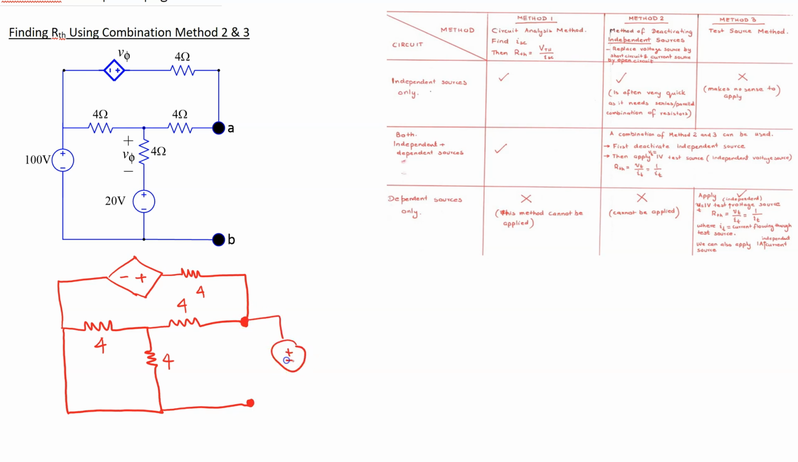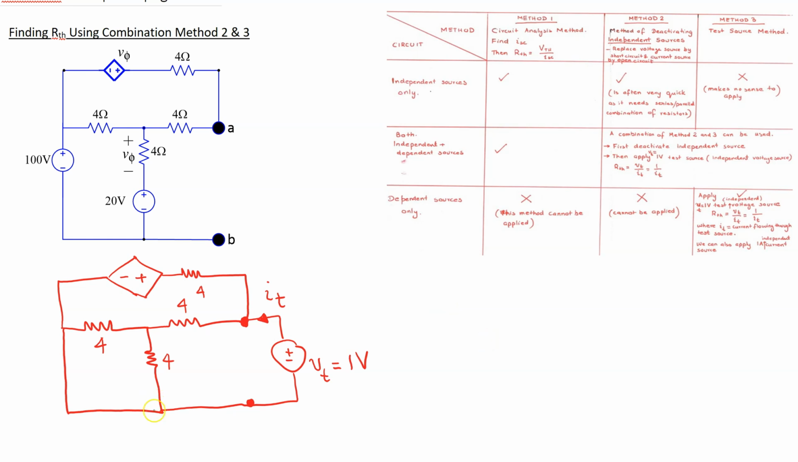So we connect a test voltage source, and for its magnitude we can arbitrarily choose any value. Suppose we choose 1 volt, and then we have to find this current IT, and the ratio of VT over IT will be the R Thevenin value. Now our circuit analysis task is to find IT. Again, any circuit analysis technique can be used. Suppose we use the node voltage method. Let's see how we can use the node voltage method to find IT.